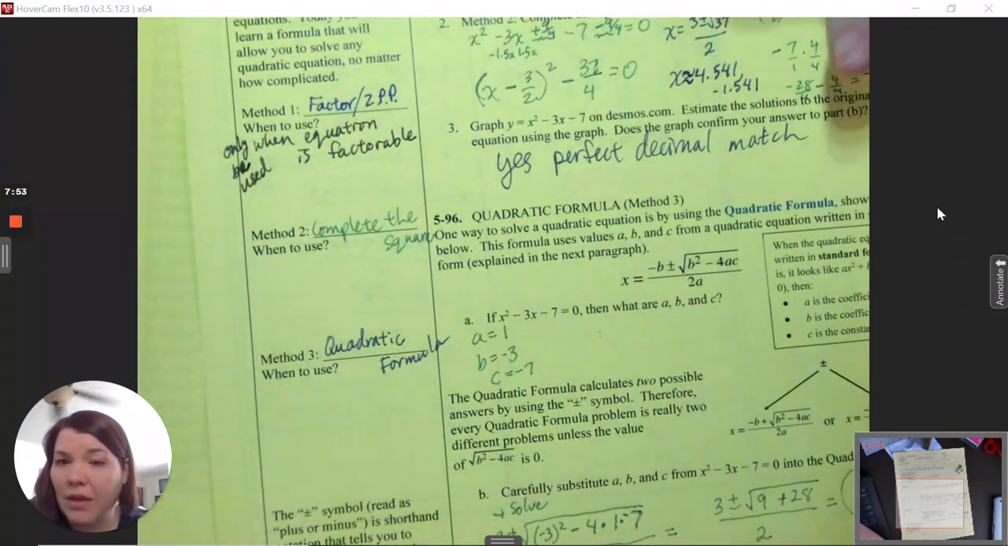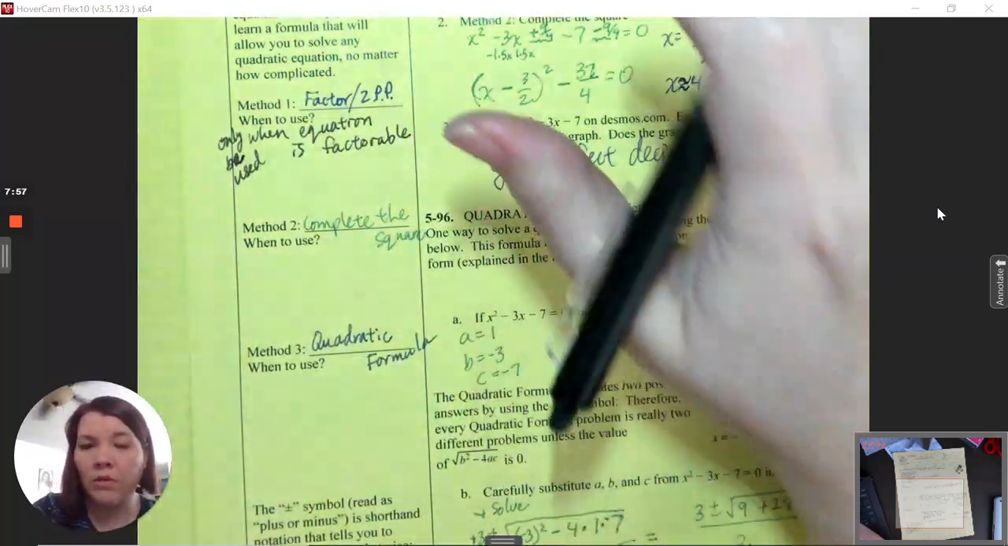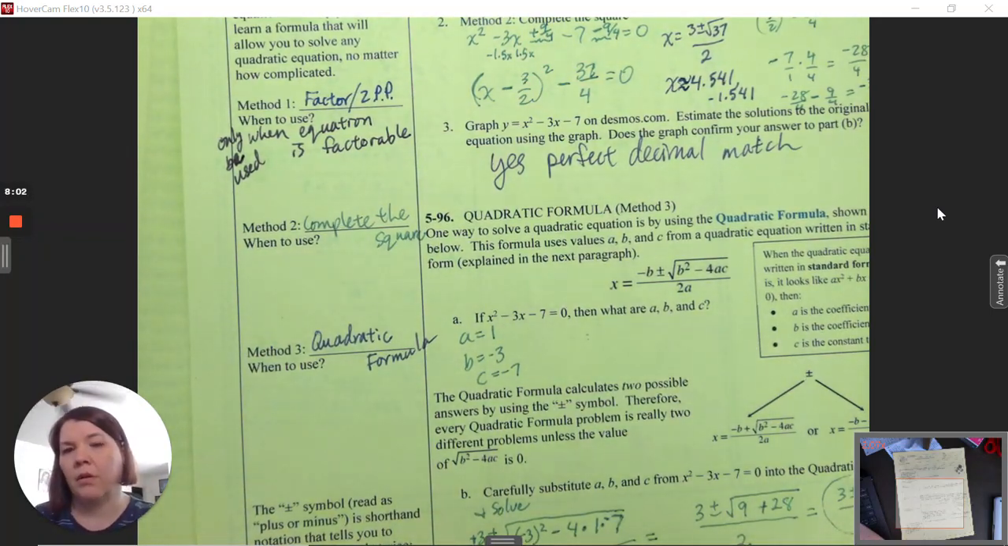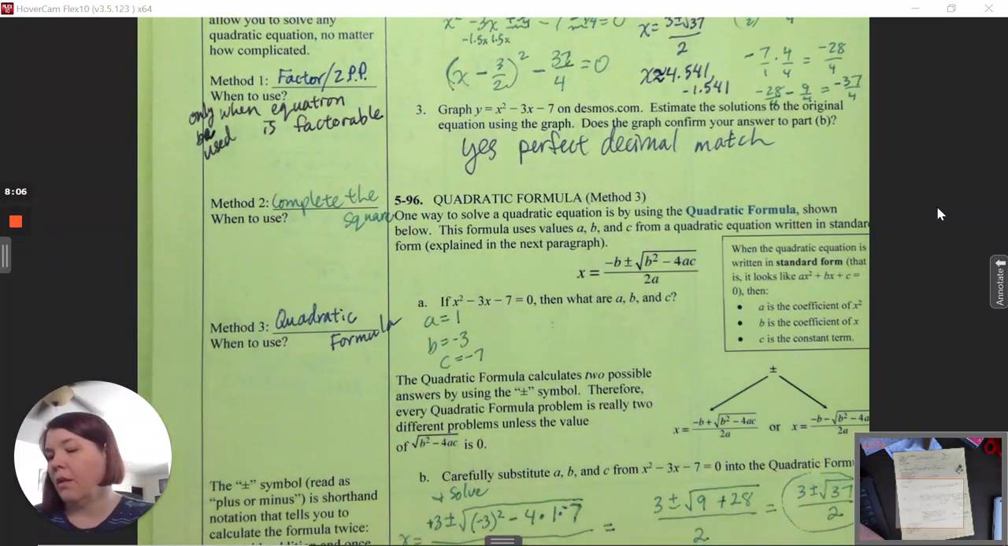So for everything else I'm going to mention, these two methods, complete the square and the quadratic formula, will always work. Factoring will not. Okay.